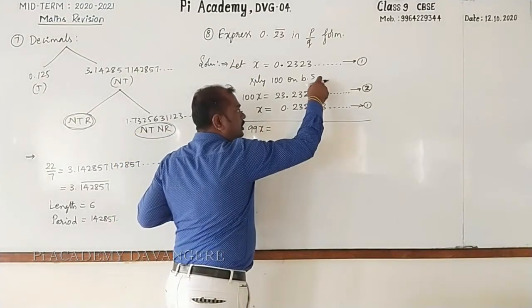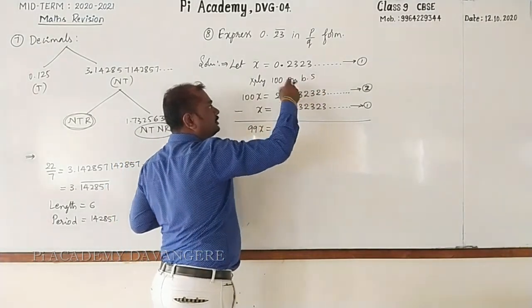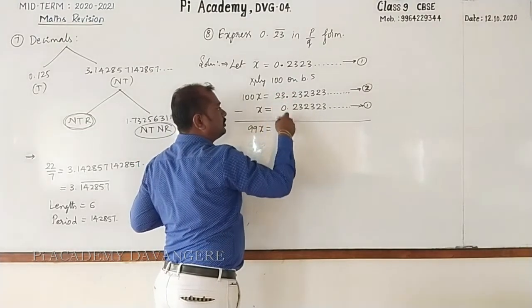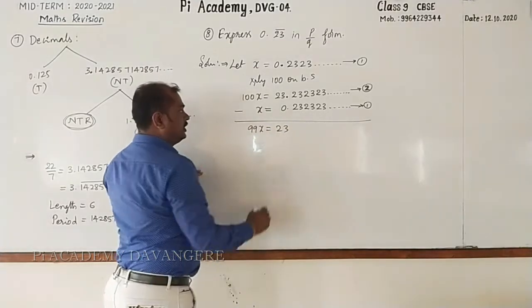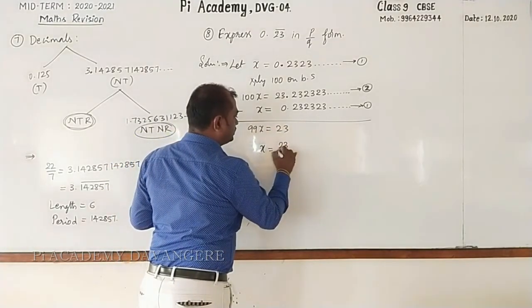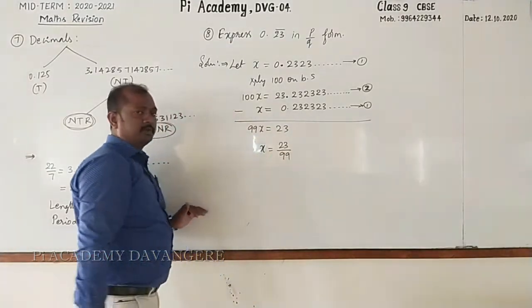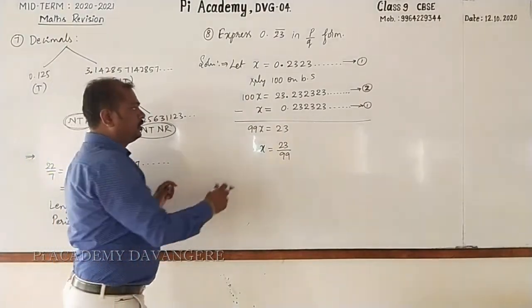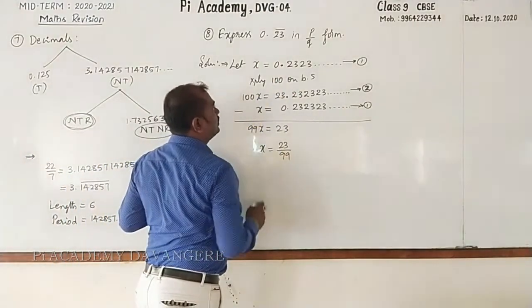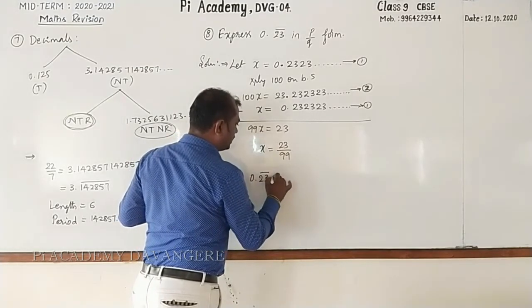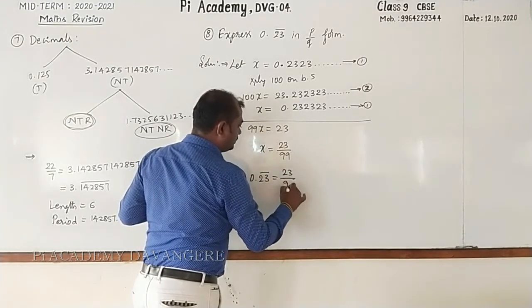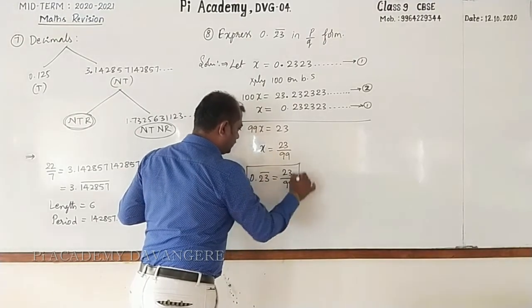Now here 23, 23, 23 get cancelled. 3 minus 0, 3; 2 minus 0, 2. Anyhow, 23 minus 0 is 23. x is equal to 23/99. Is it possible to simplify further? No. What is x? x is 0.23 bar. Therefore, 0.23 bar is equal to 23 by 99.